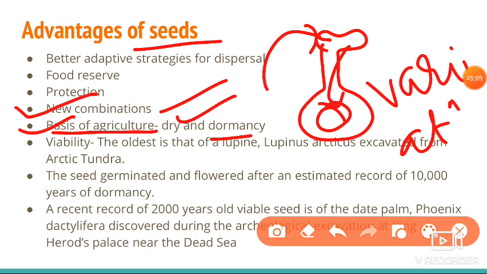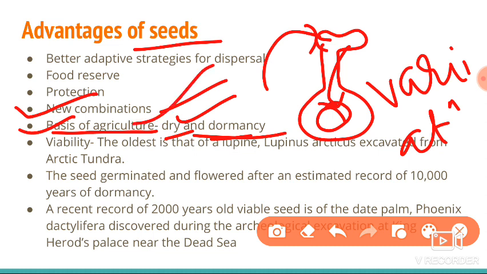So the farmers can store them for months, even for a year, as food, as well as to grow in the next season. For that purpose dormancy and dryness are very important. So it is the basis for agriculture.